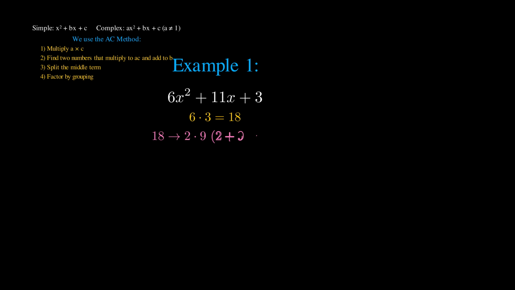Two times 9 equals 18. 2 plus 9 equals 11. So the two numbers are 2 and 9. Step 3. Split the middle term using 2x and 9x. Now the expression has four terms.